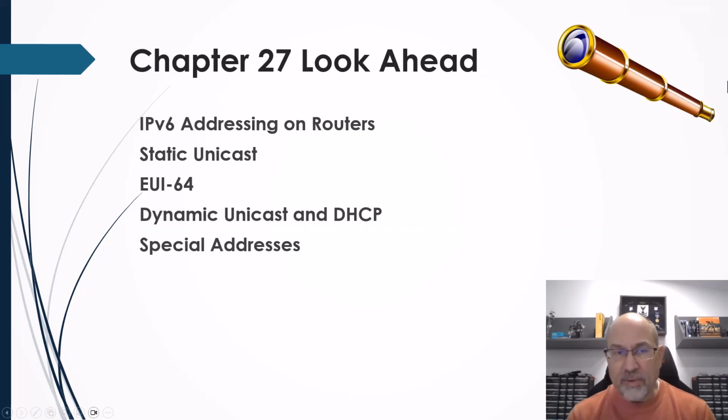All right, the chapter 27 look ahead. We are going to take a look at IPv6 addressing on routers. We did a little bit today, but we didn't really build a whole lot. So what we did today was also static unicast. We're also going to look at something called an EUI64 formatted address, dynamic unicast, along with DHCP discussion, and special addresses. Now, at this point, I'm going to remind you that I've done an IPv6 series where I go from an IPv4 network build step by step through an IPv6 network build all the way down to the host, and I'll link those in the show notes.